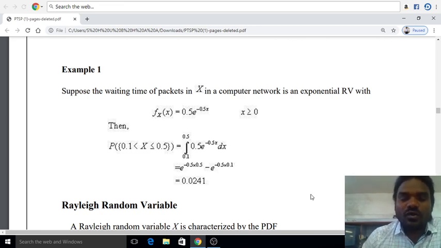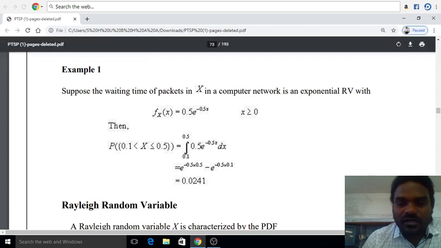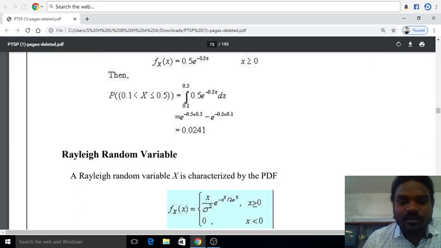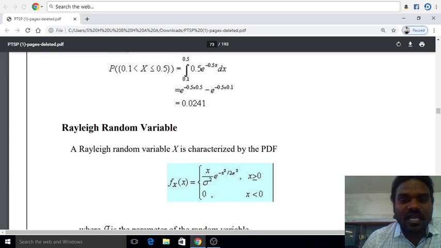In such cases, you can get the probability between the two given limits, 0.1 and 0.5, that will be about 0.0241. It is the probability density function, PDF, of the exponential function for the continuous random variable.